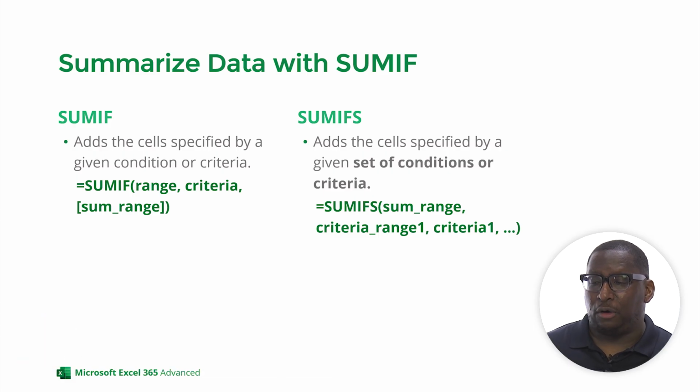This is what the SUMIF arguments would look like. We have the range. This is the criteria range. So range and criteria work together, right? So this would be the cells we're analyzing. This would be the criteria for those cells.